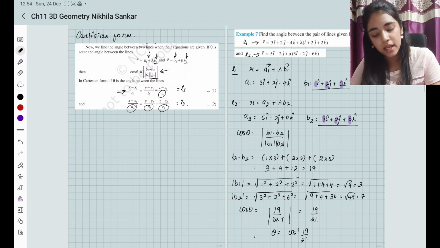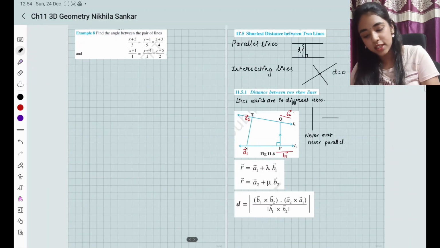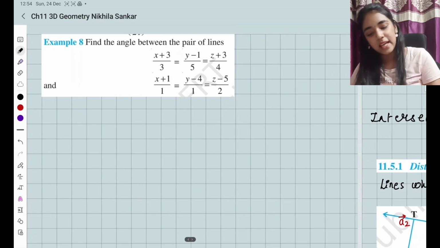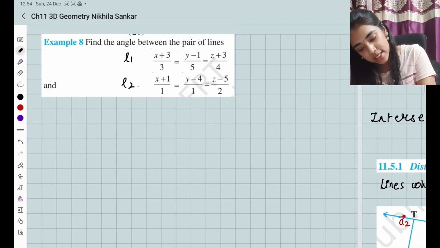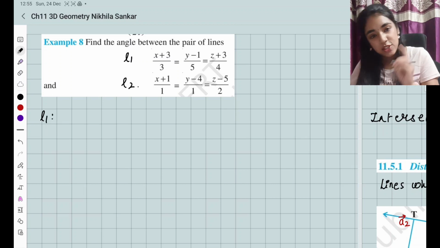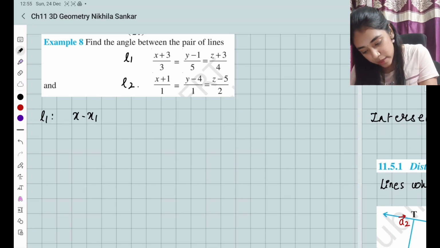Okay, so இப்போ இது வந்து வெக்டர் ஃபார்ம்ல கொடுத்திருக்கு. What about this particular form? Find the angle between the lines, between the pair of lines. So this is going to be line 1 and this is going to be line 2. இப்போ line 1 general equation என்ன ஃபார்ம்ல இருக்கும்? x minus x1 divided by a1 equals y minus y1 divided by b1 equals z minus z1 divided by c1.